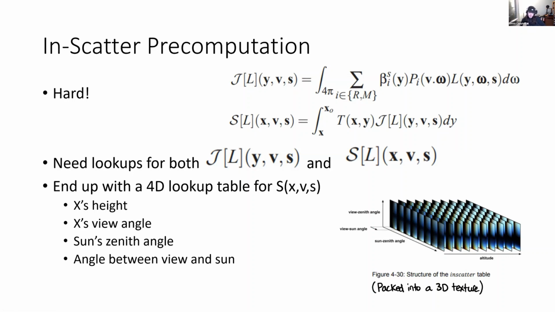For some of the other ones, we can simplify how many inputs these lookups have by using that spherical assumption. So we just need to store your point's height, your view angle, the angle of the sun, and also the angle between your view and the sun. That's going to affect things as well. So that's actually a 4D lookup table. They still stored it in a 3D texture by, as you can kind of see in this image at the bottom here, packing the 4th dimension into the X dimension as well. So, more implementation details.